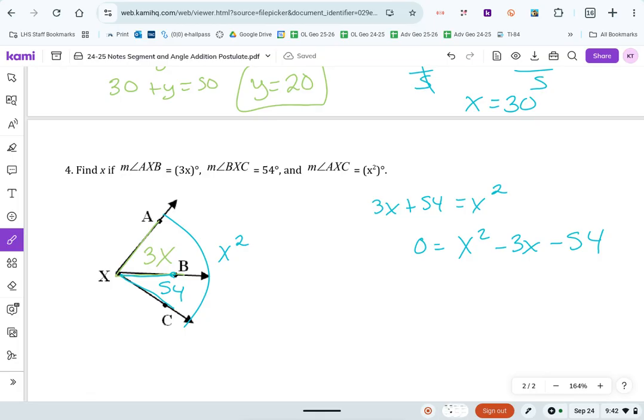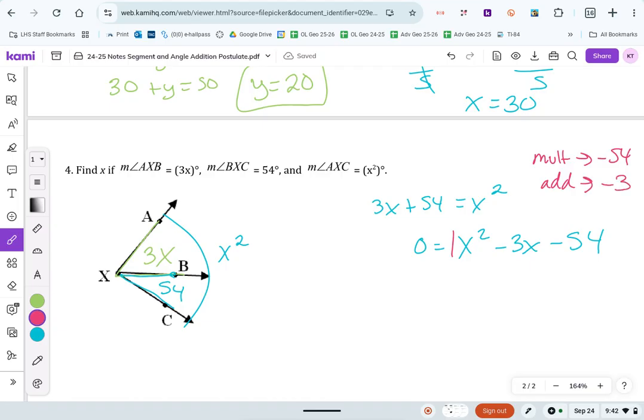All right, so when we factor by grouping, we are looking for two numbers that will multiply to our a term, which is an invisible 1, times negative 54. So we need it to multiply to negative 54. It adds to the middle term, so it adds to negative 3. So think about that for a second. What will multiply to negative 54 and add to negative 3? Yeah, 9 and 6. Which one should be negative? The 9, yeah, because we need that negative 3.